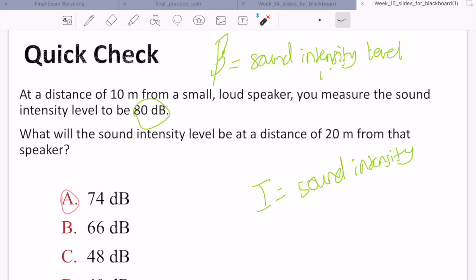Once again, if we change the distance, sound intensity level is dependent on intensity, but at the same time, what is intensity dependent on? It's power divided by area, right? If we're changing the distance, we're changing the area. If we're changing the area, we change the intensity. If we change the intensity, we change the sound level. And so that's what we're trying to do here. We're trying to figure out how this change in the distance changes our intensity, and how that change in intensity changes the sound level, right?